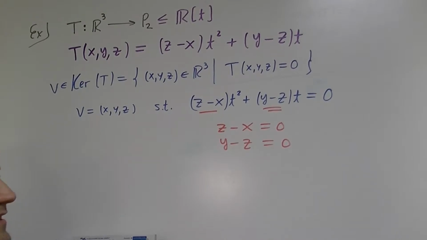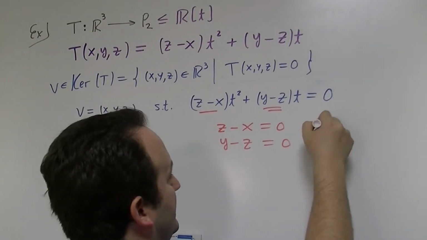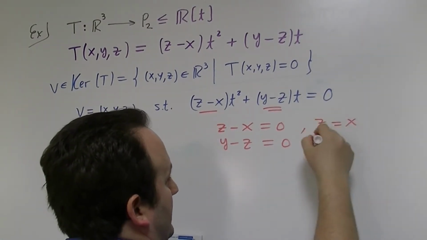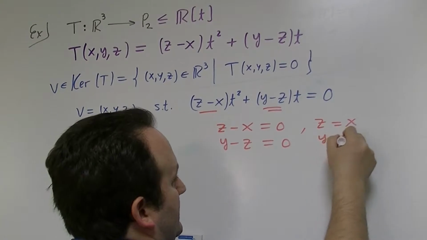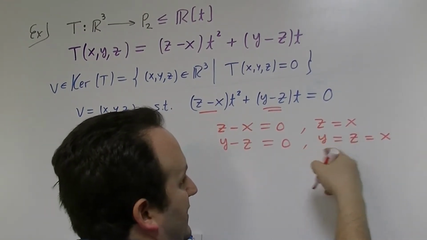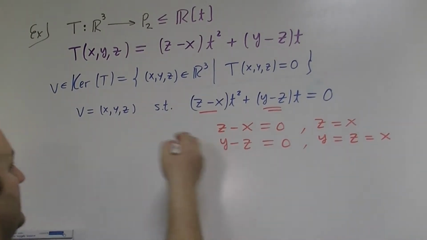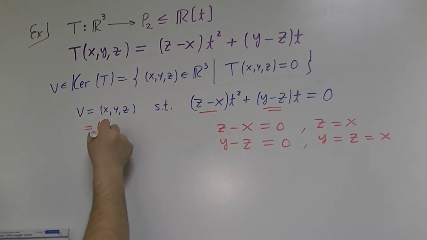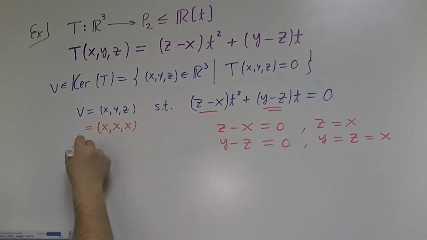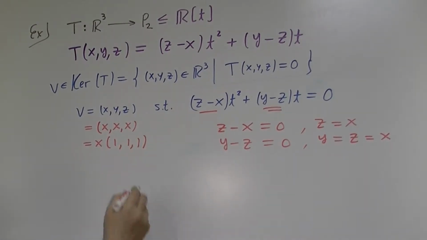I don't think I need any kind of highfalutin matrix row reduction here to understand what's going on. I can just see that z is equal to x, and that y is equal to z is equal to x. I can use x as a parameter here. So in view of that, my v is actually just x, x, x. I can easily factor out the x and see that everything in the kernel is a span of this vector.